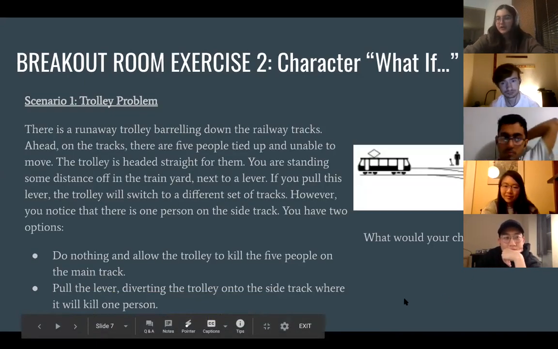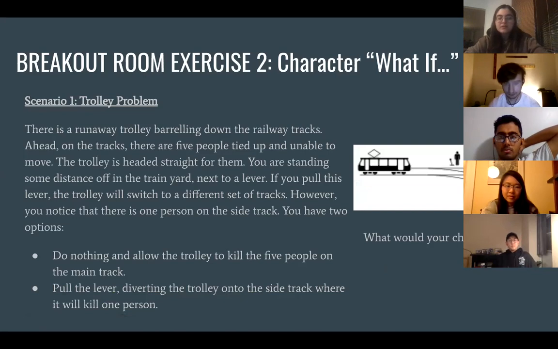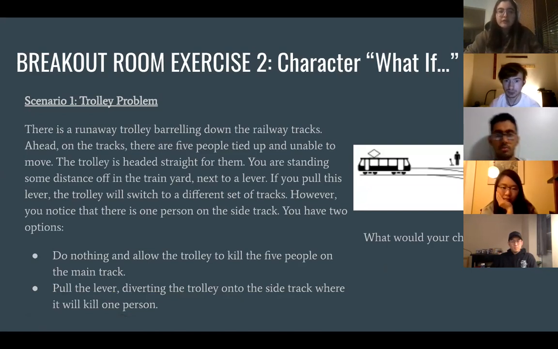So it was another breakout room exercise, but I guess we could all do it together since we have multiple scenarios. The idea was that we use the characters we chose before, or we don't have to stick to them. We can choose any character and put them in a scenario or specific situation and see how that character would act in that situation, or how they would answer the problem. So for example, we have the first scenario, which is the trolley problem.